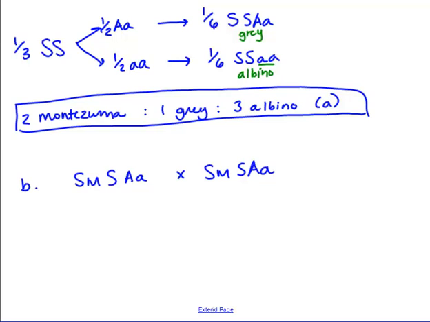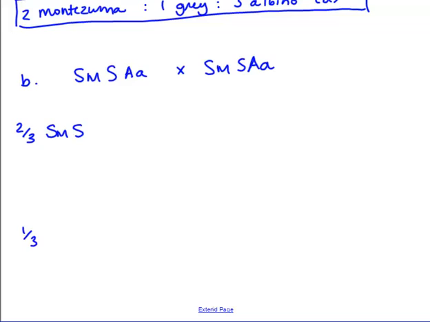So again, when you cross SM, S times SM, S, 1/4 of the offspring won't even make it to birth. So we're going to say that it's 2 out of the 3 is SM, S, and 1 out of the 3 that make it are SS. And you can look at the Punnett square above just to double check that. Now for gene A, you have big A, little a times big A, little a. So this is a monohybrid cross for this gene. So you're going to have 1/4 big A, big A, 1/2 big A, little a, and 1/4 little a, little a.